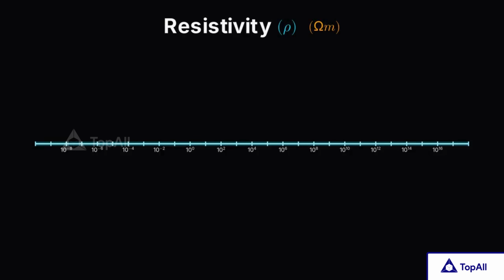This is a logarithmic number line. Logarithmic scales allow us to compare values that are orders of magnitude apart on a single line, and we can use it to map the physical world based on resistivity.